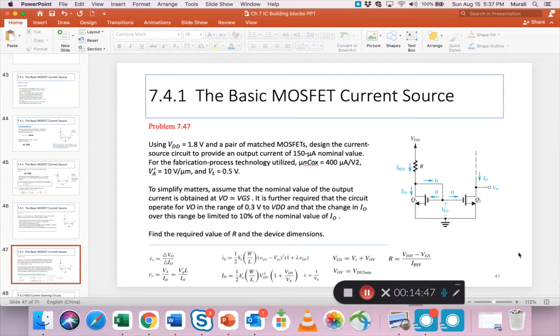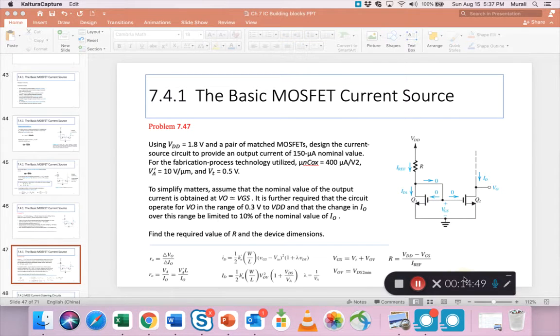We've got a problem from the back of the chapter, 7.47. Same situation, we have a current mirror to cause a current source. So we have a given VDD, a pair of matched MOSFETs, design the current source circuit to produce an output current of 150 microamps. Previously we saw 100 microamps, now we want 150. So what should the value of R be? All the other stuff is given, Vt is given, there's an early voltage given. To simplify matters, assume that the nominal value of the output current is obtained at VO equals VGS.